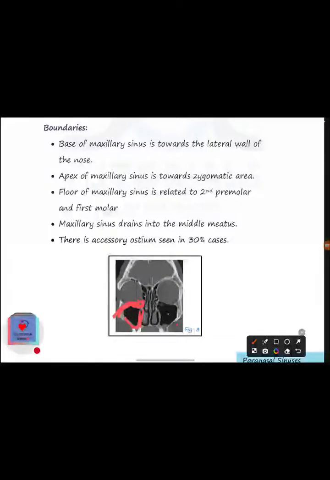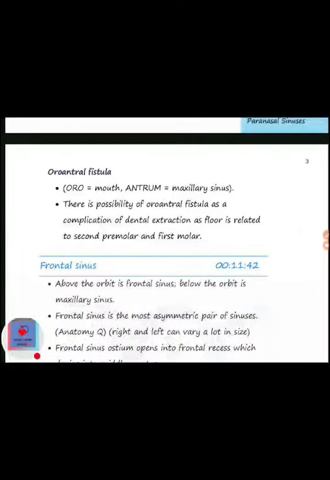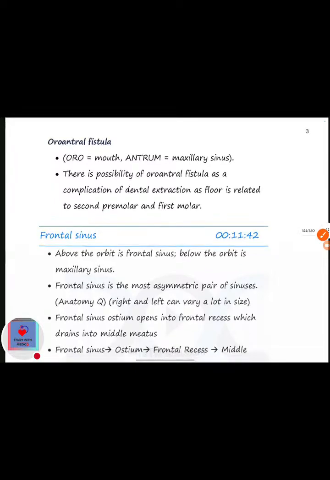The maxillary sinus drains into the middle meatus. We have seen three turbinates, and below each turbinate we have an empty space called the meatus. So the middle meatus has the opening of the maxillary sinus. There is an accessory ostium seen in 30% of cases. Oroantral fistula: oro means mouth, antral means maxillary sinus. There can be formation of an oroantral fistula if, during extraction of the second premolar and first molar, it goes deep and reaches the floor of the maxillary sinus.